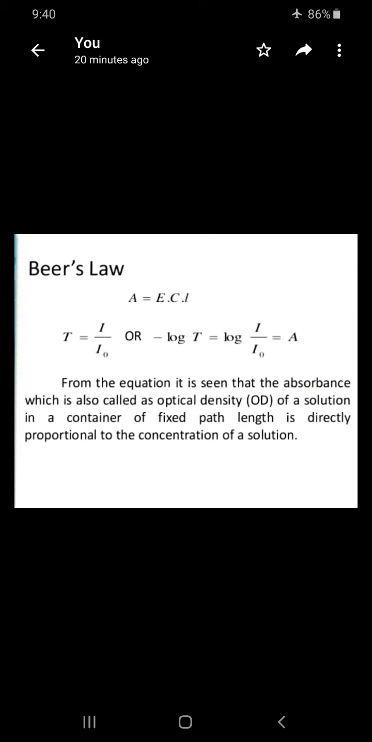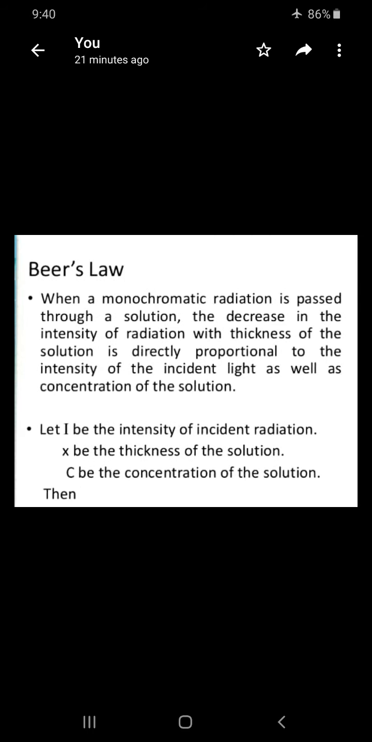So Beer's law is A is equal to E dot C dot l, where E is the molar extinction coefficient, C is the absorbing molar concentration of the solution, and l is the path length.